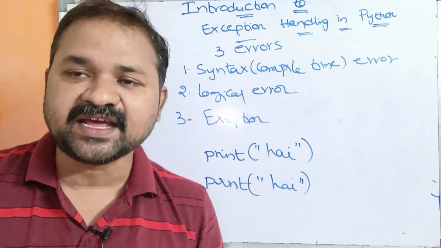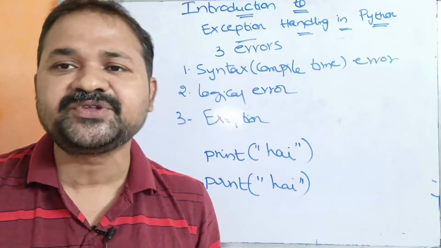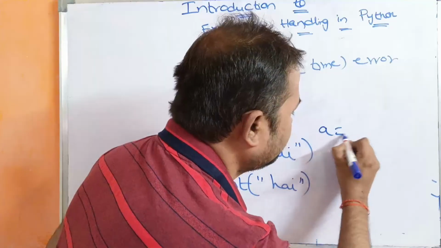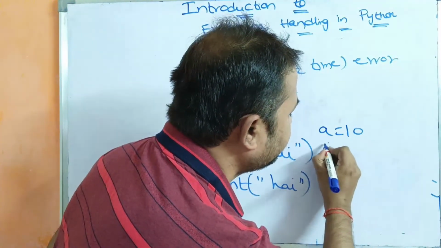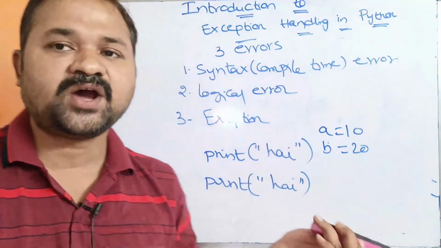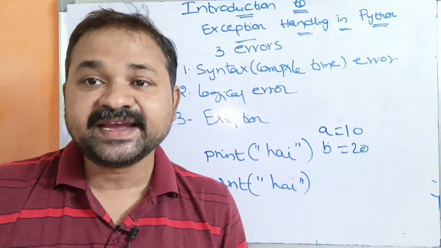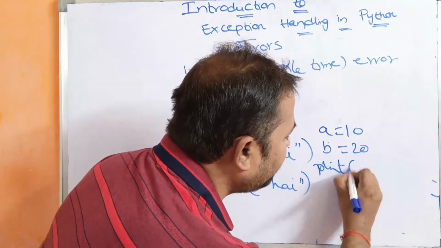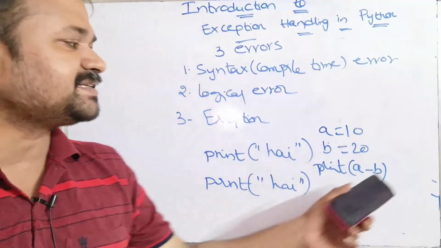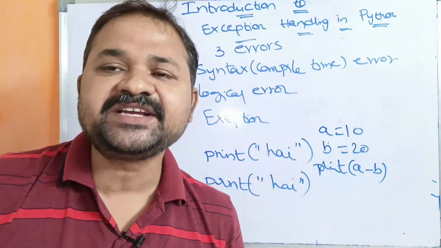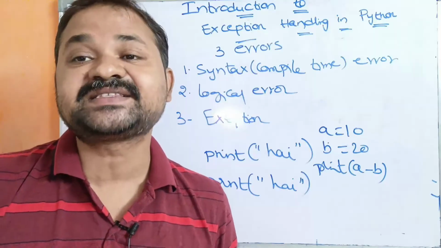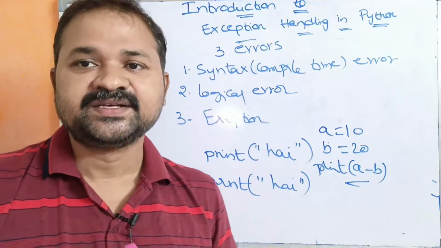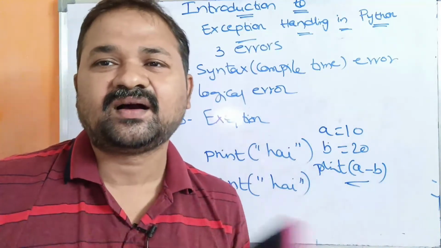Second one is logical error. A logical error will occur due to a mistake in the logic. Let us assume that we have a statement like this: a is equal to 10 whereas b is equal to 20. Our aim is to perform addition on two numbers, but instead of addition we have performed subtraction. So we'll get the result as minus 10, but actually our intention is to produce addition as the result. So this is called a logical error. A logical error occurs due to a logical mistake.